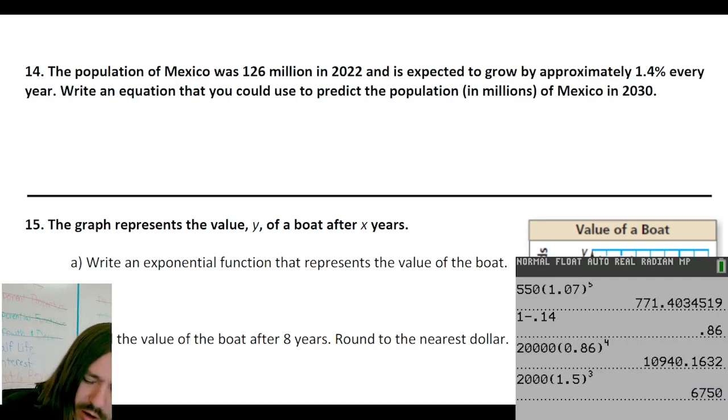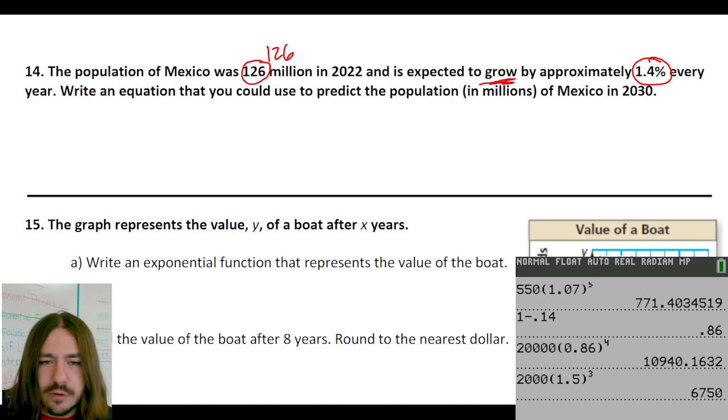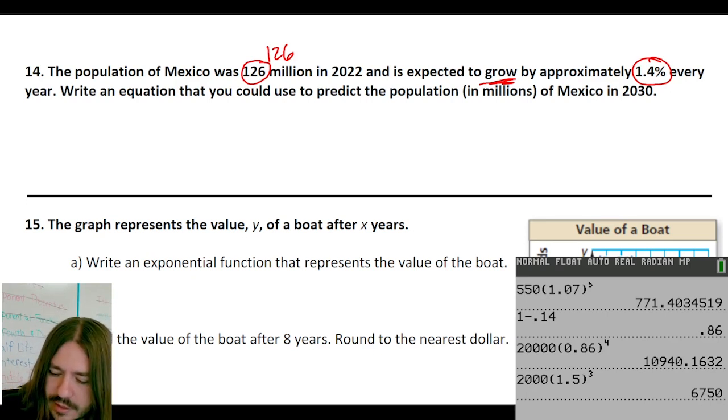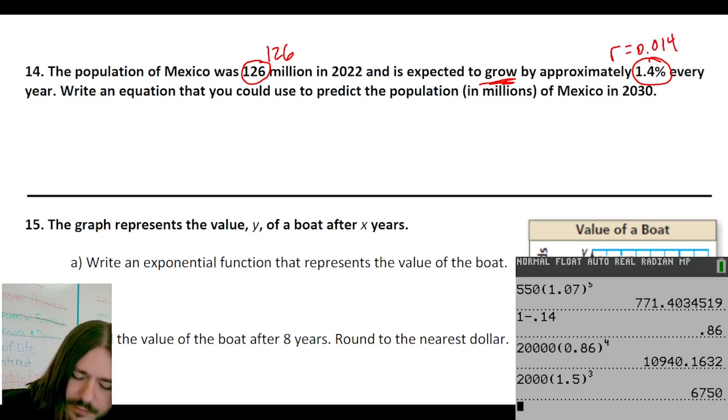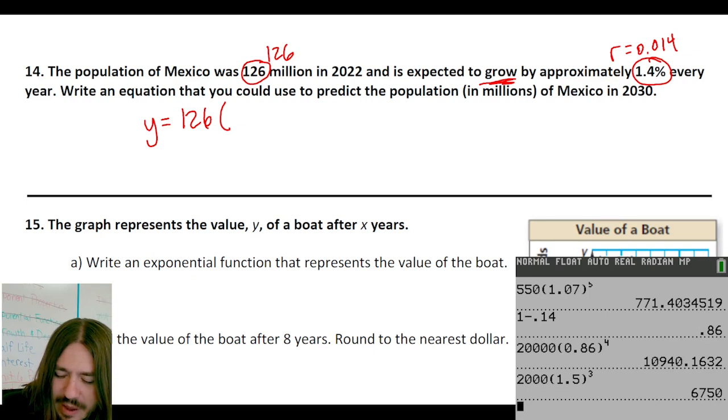But anyway, our initial amount is going to be 126. We have a growth equation here, and the rate that it's growing by is 1.4%. So my B value is going to be 1 plus 0.014, right? The rate is 0.014. So let's go ahead and write the equation. Y equals 126, and that's in millions, times 1.014 to the power of x.